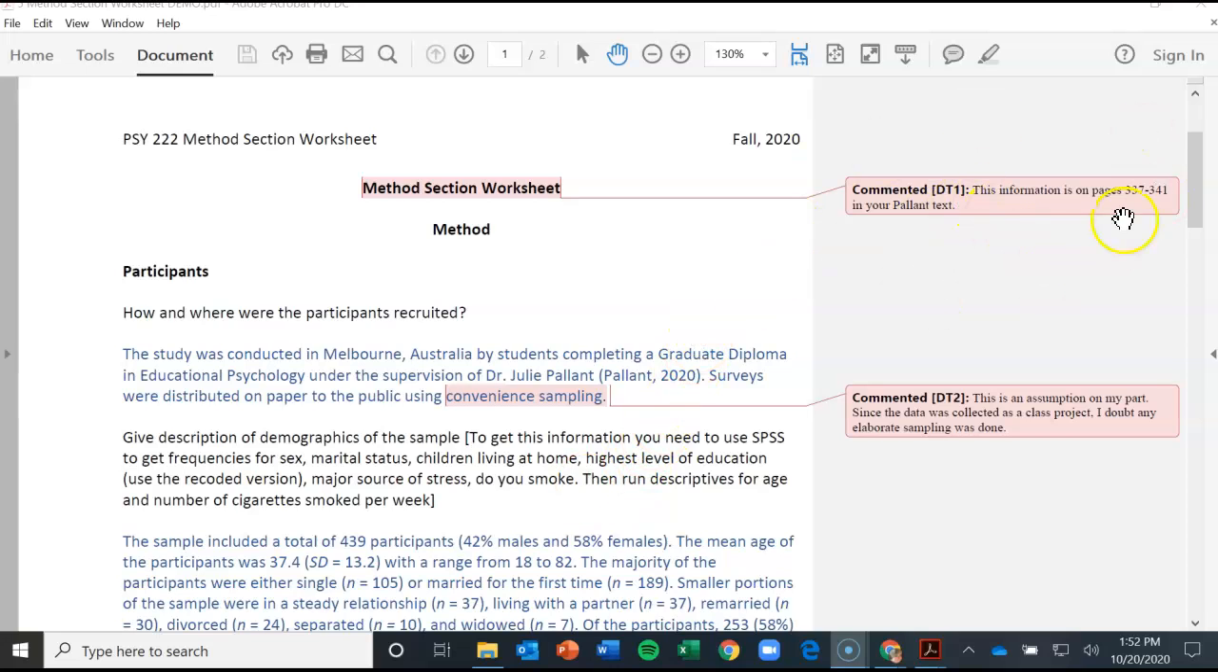I note up here first, when you're filling out the methods section, you're going to want to have your Pallant textbook handy, because in the back of the book is most of the information that you're going to need in order to complete the different components to the worksheet.